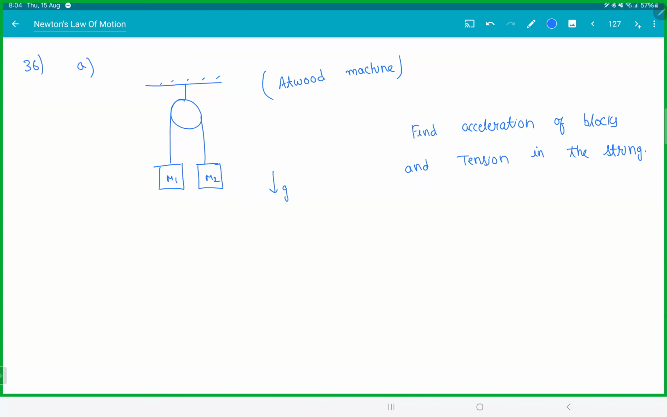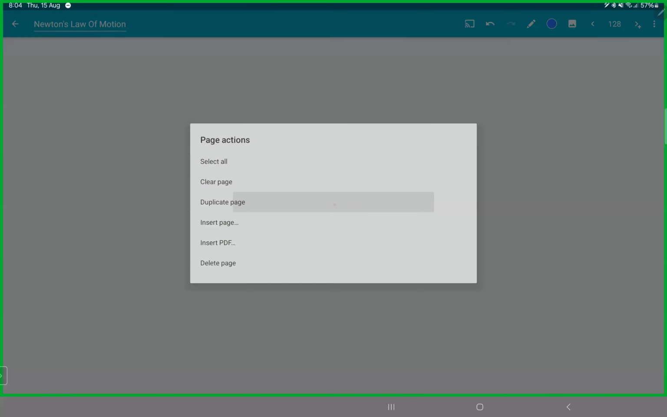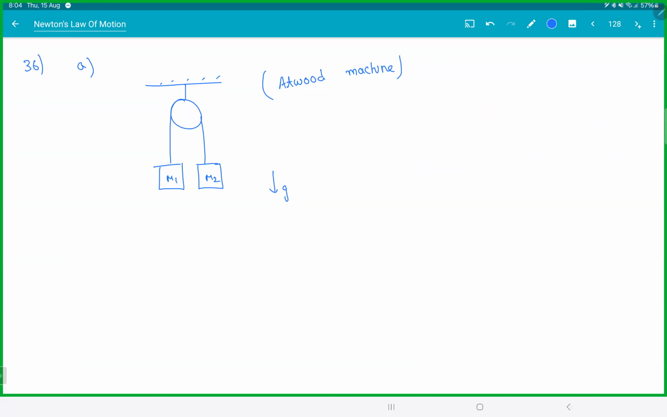Yeah, this was straightforward. Standard result, you must have remembered it. You can remember the result, it's a good one. So I don't know which one is bigger, so I'll assume anything. So let's say this is tension T, this is T, this is M1G, and this is M2G. I will assume M1 is greater, so I'll take it as down and up. Doesn't matter, the science will take care of it.